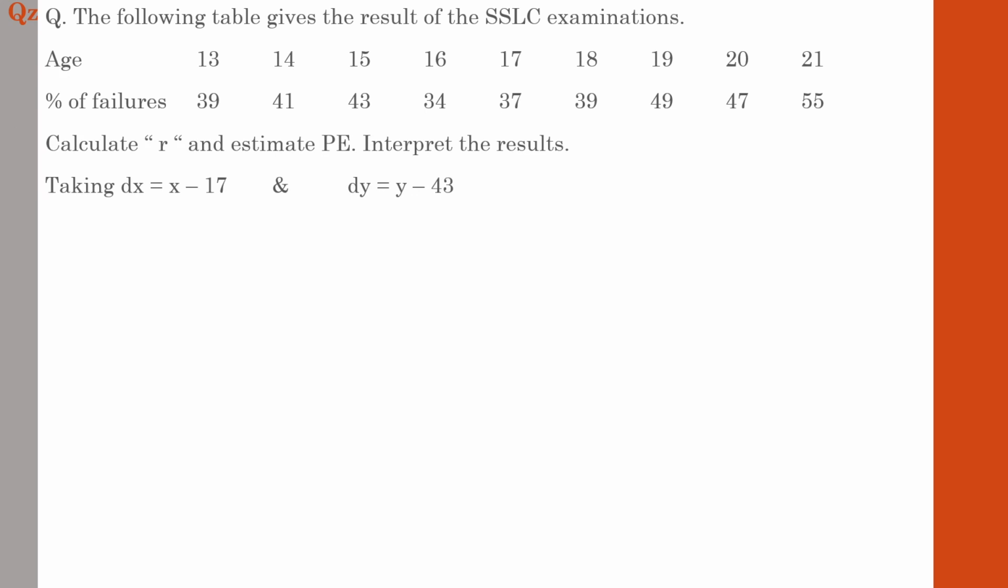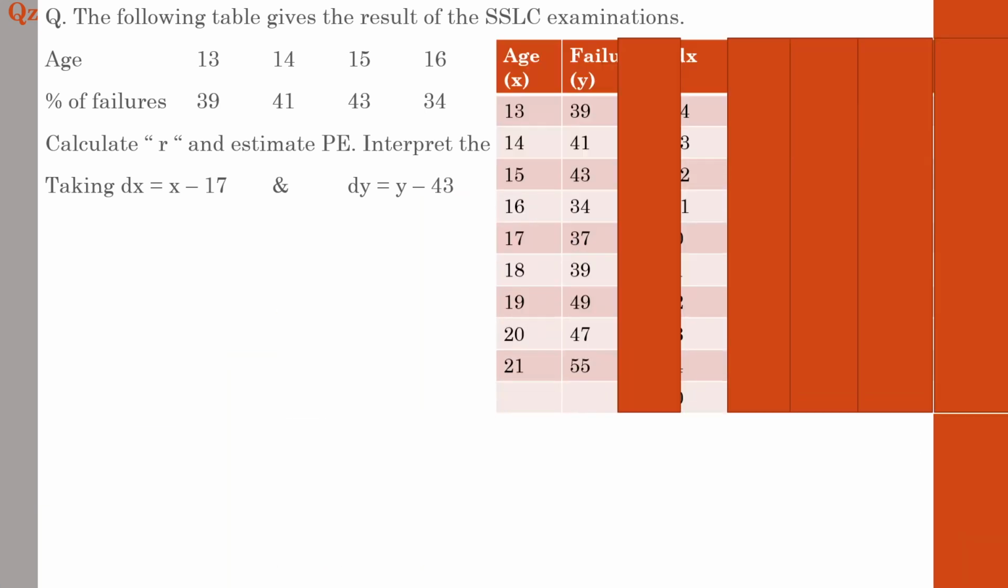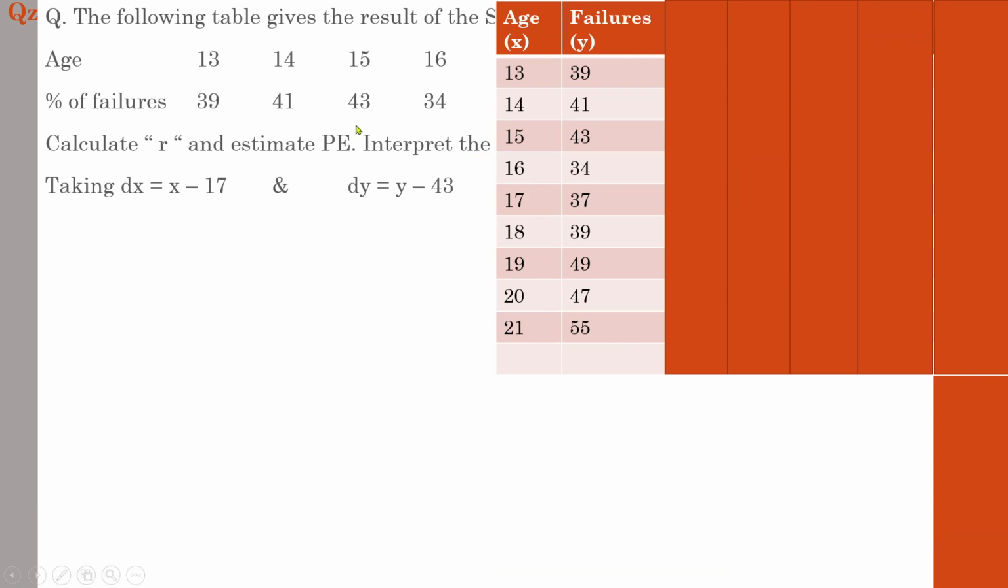So let us do the same question by using the shortcut method of assumed mean. For taking the deviation, we will be taking 17 from this case and 43 from this case. So let us transfer the details of age and failure to X and Y as two columns, and next you need to find dx and dy. For the time being we are taking 17 and 43 as the assumed means, and previously I have explained how to find assumed mean as well as actual mean with a simple trick.